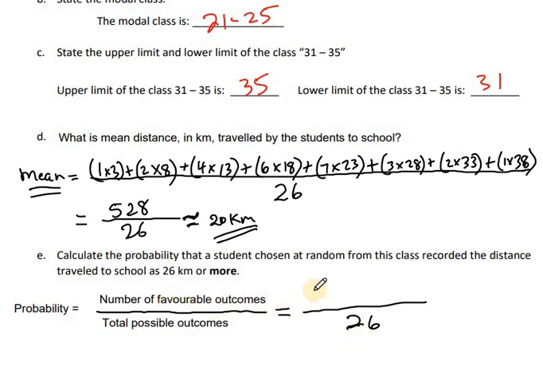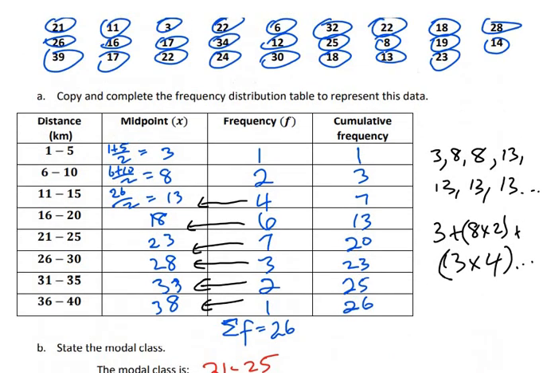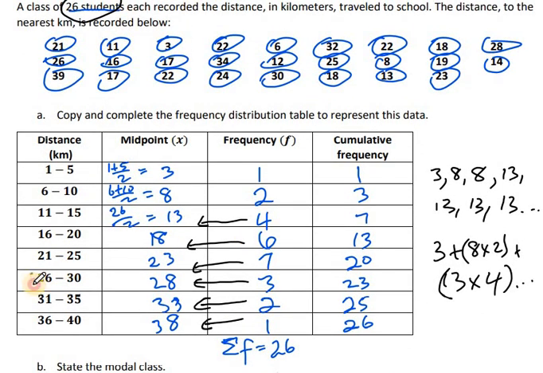But in terms of favorable outcomes, what am I looking for? I'm looking for those students who traveled a distance of 26 kilometers or more. So that will be those students in this class, in terms of the distance traveled. So remember, class is another name for group. So what we know so far is that we have 7 students who traveled 21 to 25 kilometers. 6 students who traveled 16 to 20, etc.